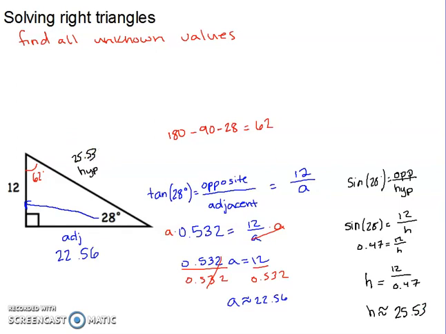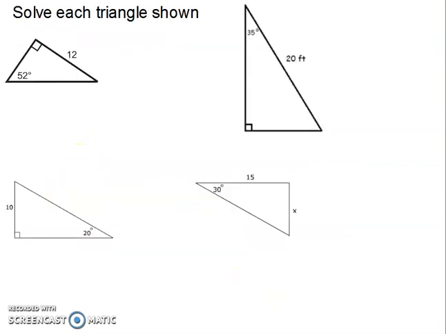So we have solved the right triangle because we have found all of the 6 values. We've got 3 angles and we have 3 sides. So we are done. Go ahead and take a moment, pause the video, and try out these few on your own. I'll go ahead and start us off here.